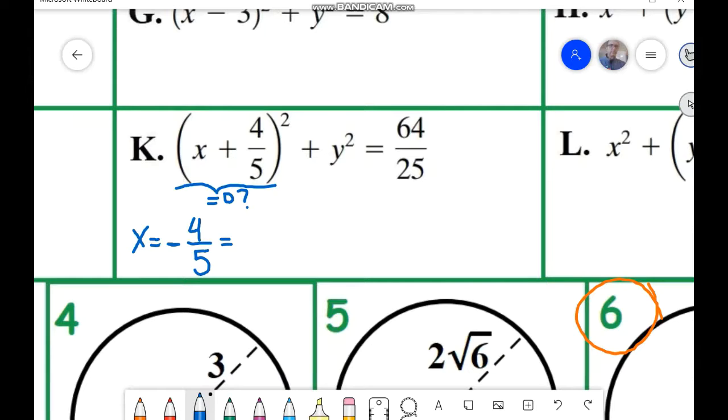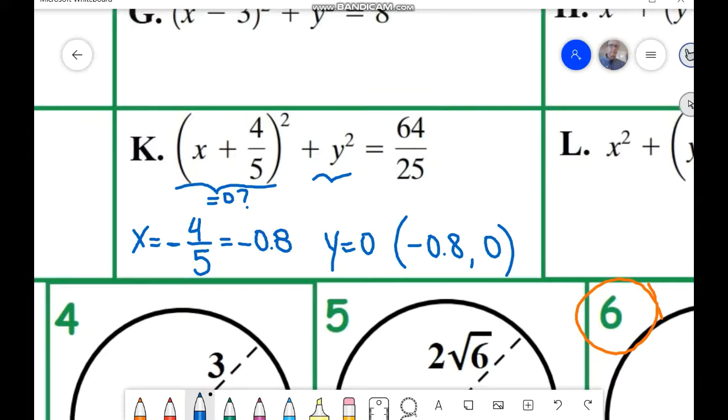But we don't have fractions on the options. We need to find the decimal answer. If you type in a calculator, you're going to find this: 4 divided by 5 is 0.8, so this is negative 0.8. What about y? We have just y squared. We don't have anything plus y or minus y, just y squared. What makes this equal 0? Y equals 0, right? If we have y equals 0, you're good. The center is negative 0.8 and 0.